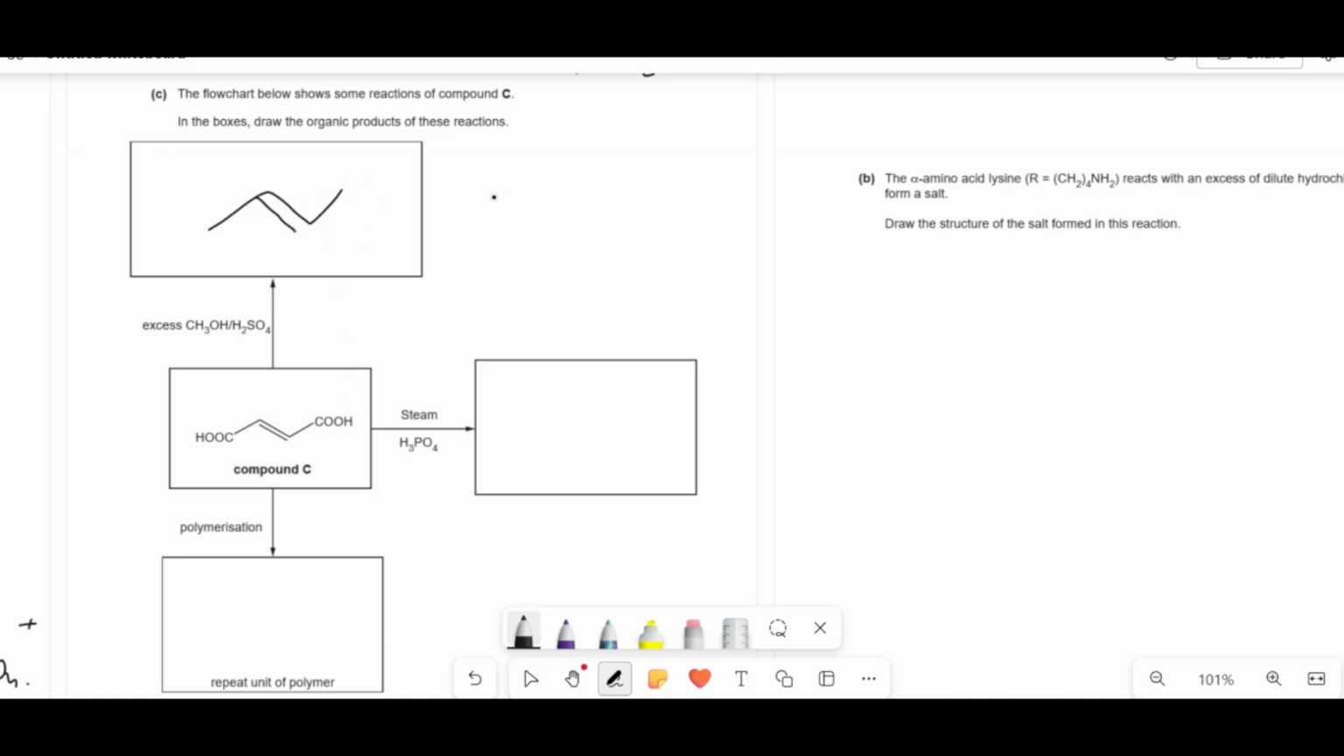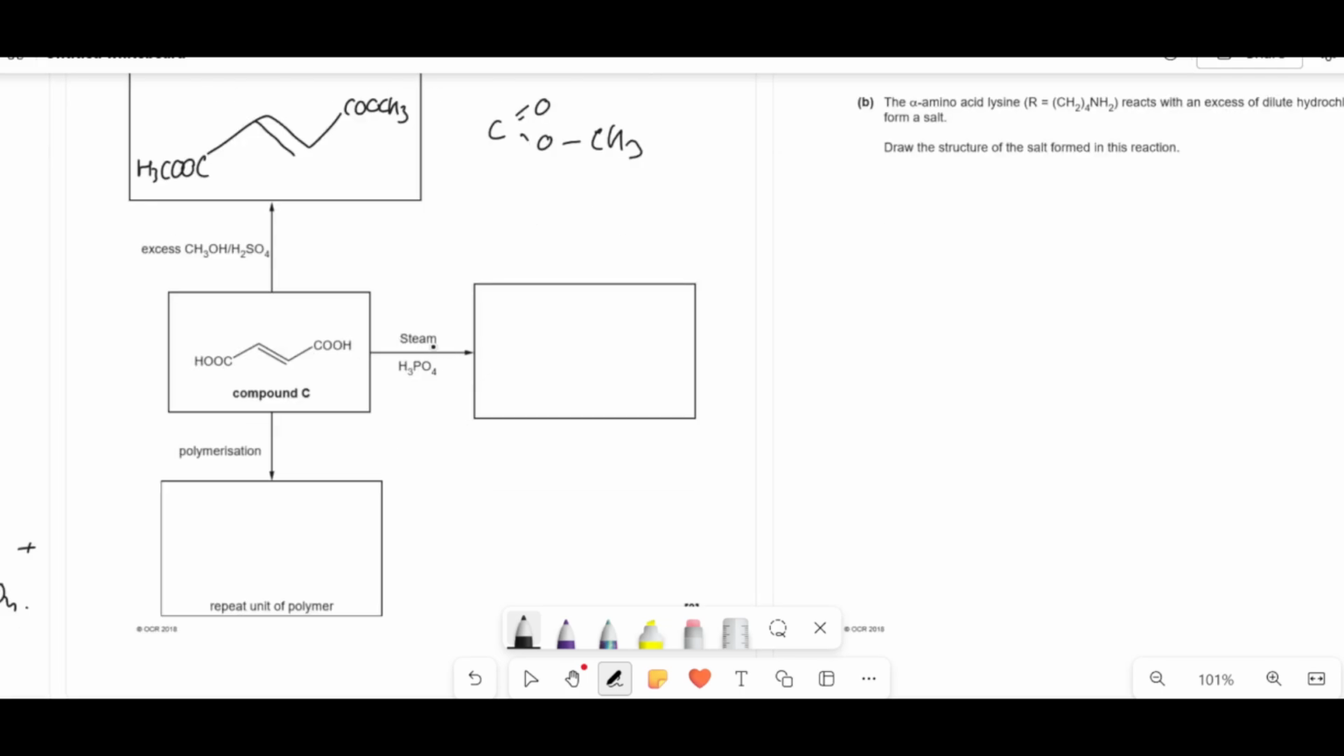So now rather than this being COOH, it's going to be C double bond O, and then the rest of this thing here, CH3, right? So that's COOCH3, and then H3COOC like that. Now, here, they're reacting this with steam and H3PO4. The only thing that is going to react in this is going to be this alkene here, and it's going to make an alcohol. So what you end up getting is HOOC, COOH, double bonds gone, and now we have an OH here instead. Next, it's polymerization, right?